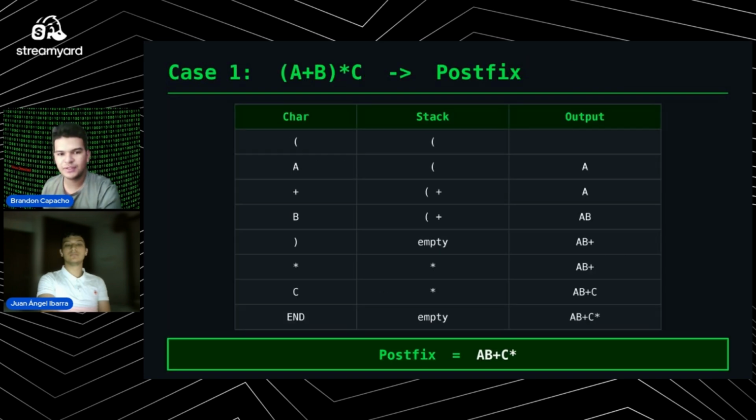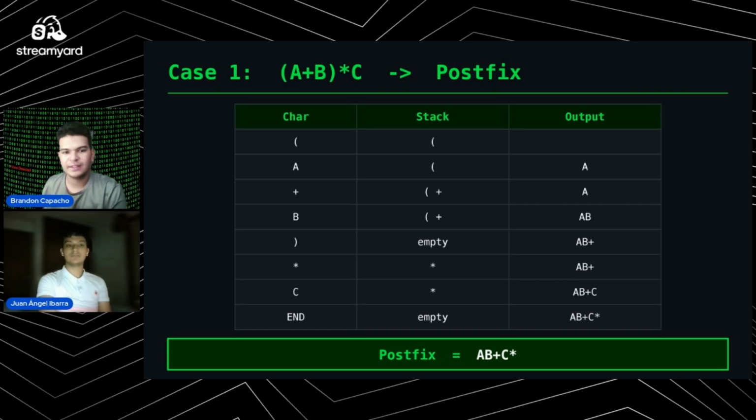Let's try case 1, which is the expression (A + B) * C. We start with an empty stack and an empty output. We read the left parenthesis and push it. The stack now holds the parenthesis. We read A, it's an operand, so it goes straight out. The output is A. We read the plus sign, an operator, so we push it on top of the parenthesis. The stack holds the parenthesis and the plus.